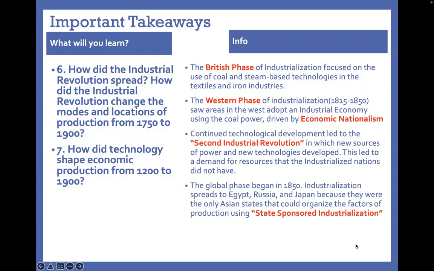So during the global phase, starting in 1850, industrialization did spread to the Ottoman Empire, mostly Egypt, Russia, and Japan, because ultimately they were the ones that could organize the factors of production. But they're going to fundamentally change because they use state sponsored industrialization, integrating certain degrees of socialism, not to make the workers equal, but to give the government the leg up in being the entrepreneur. And they specialize in the production of steel, the building of railroads, and other things.